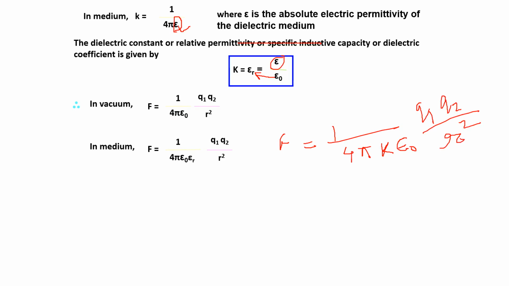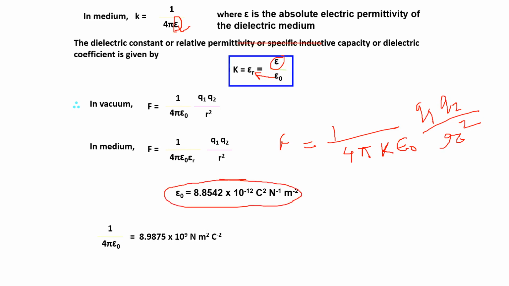The value of this epsilon naught is 8.8542 into 10 raised to power minus 12 Coulomb square Newton minus 1 meter minus 2. When you put this value here, then this will become approximately 9 into 10 raised to power 9.